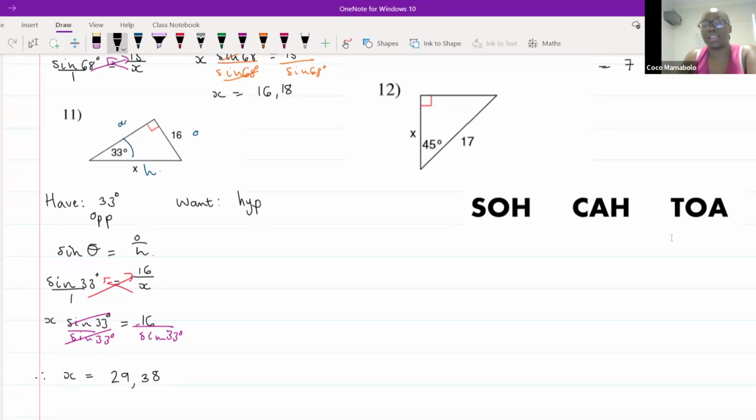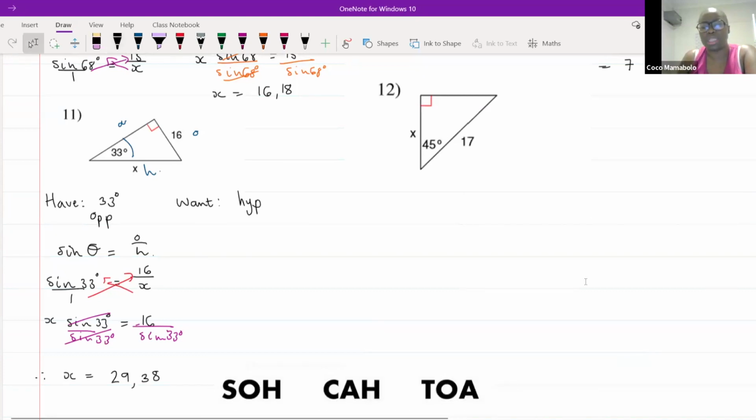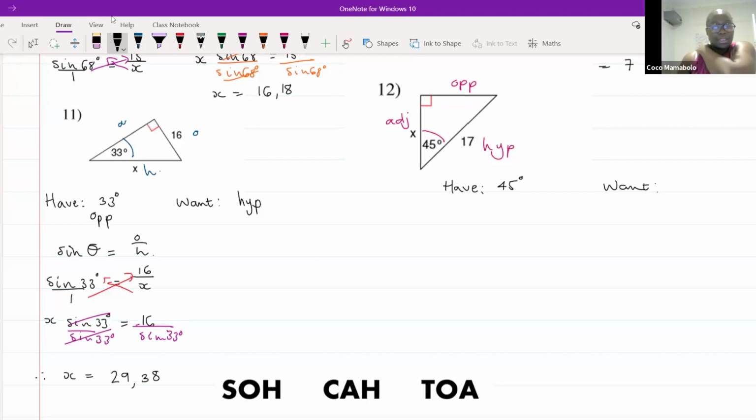Again, guys, I don't think we're reinventing the wheel. We're doing the same thing over and over again. We're going to label. This is the adjacent side, that over there is the opposite side, and 17 over here is the hypotenuse. Then I'm going to look at what I have versus what I want. What I have is 45 degrees and the hypotenuse, and what I want is x, which is the adjacent side.